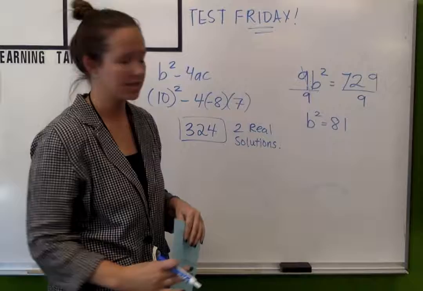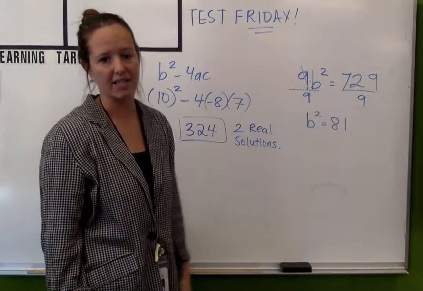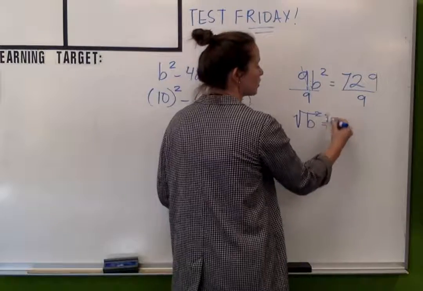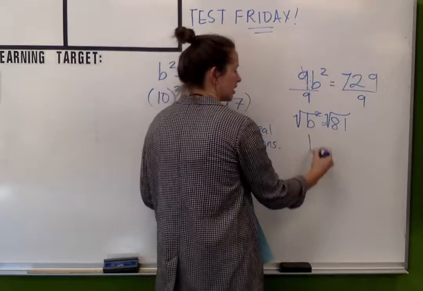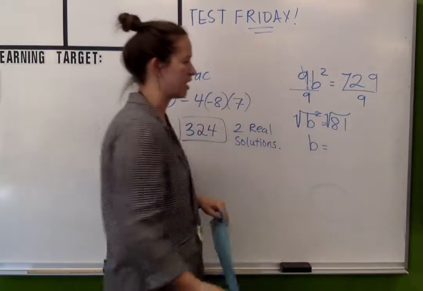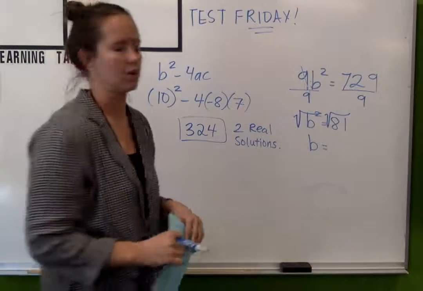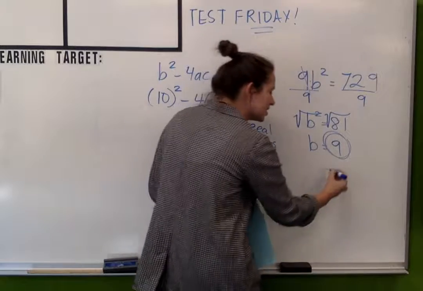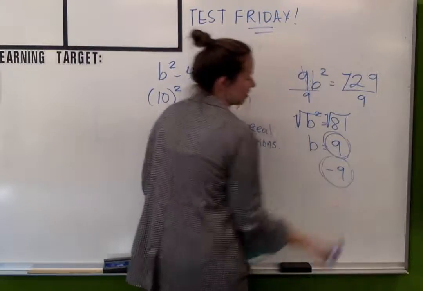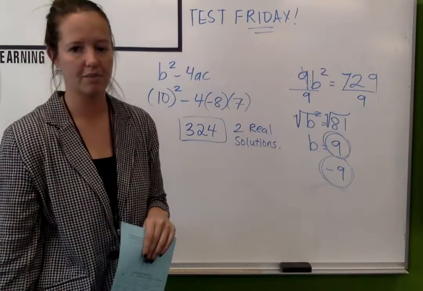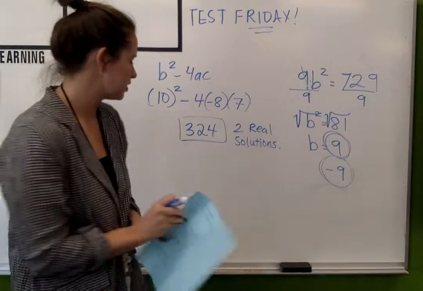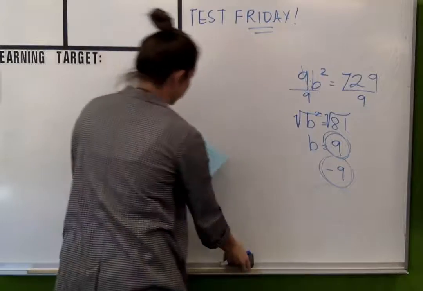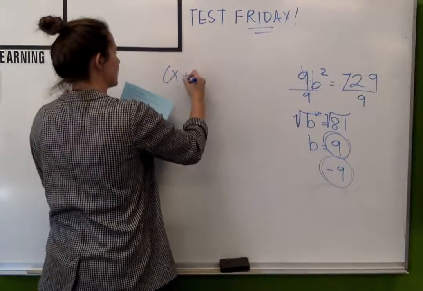So much nicer. Now that you have b squared all by itself, now you can get rid of the squared. And you get rid of the squared by stabbing it or square rooting it. So now you're left with b equals the square root of 81. What times what is 81? 9. 9 times 9 is 81, and negative 9. Negative 9 times negative 9 is also 81. Those are your two answers for number 2. Number 3 is another square root problem, but this one, the square is on the outside.